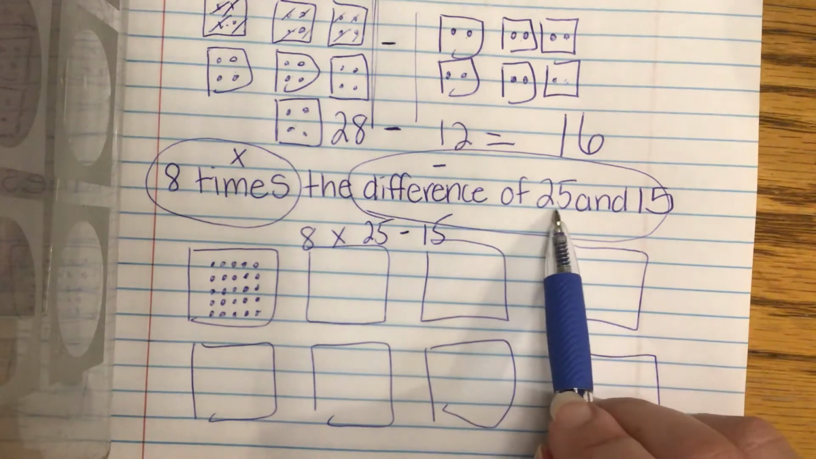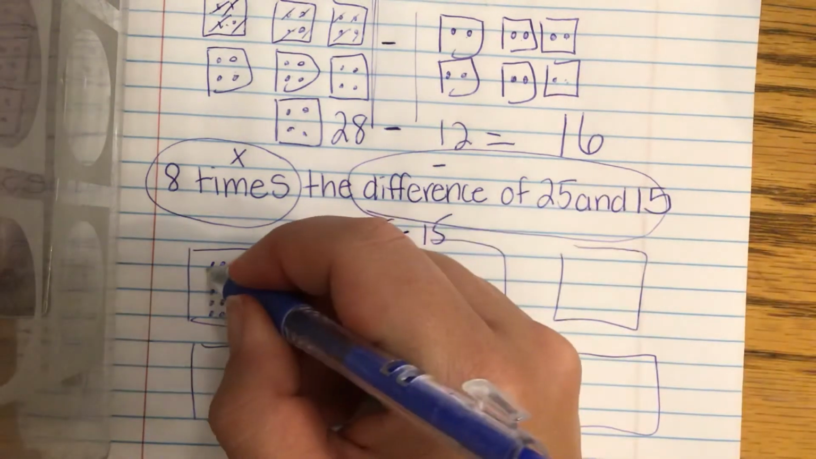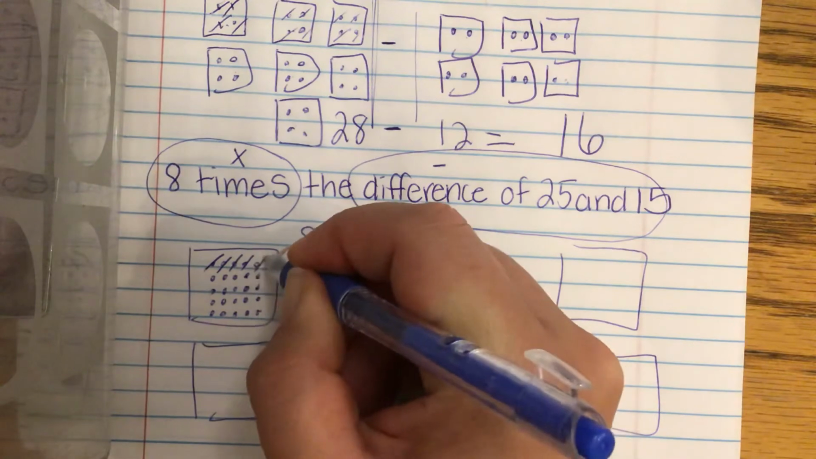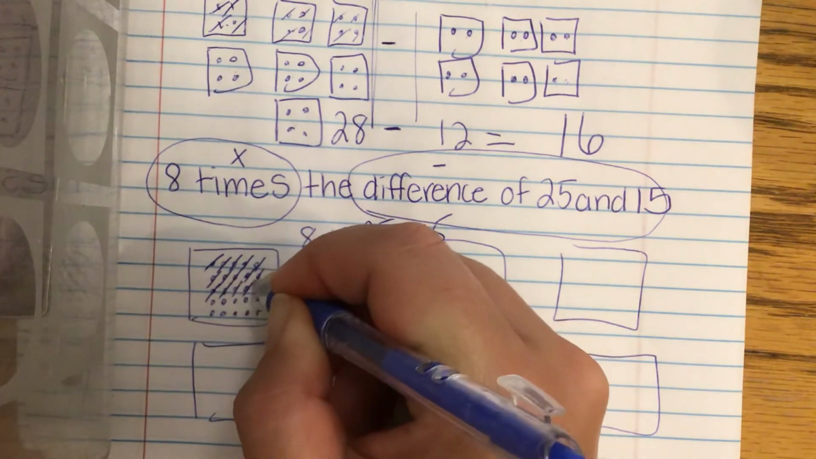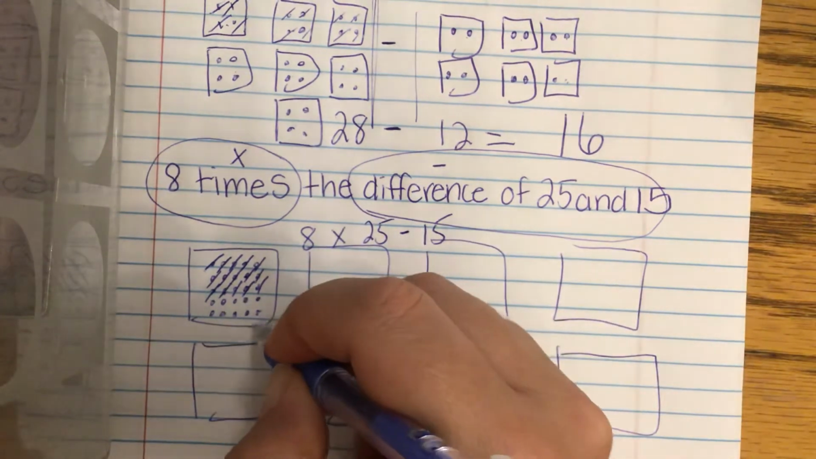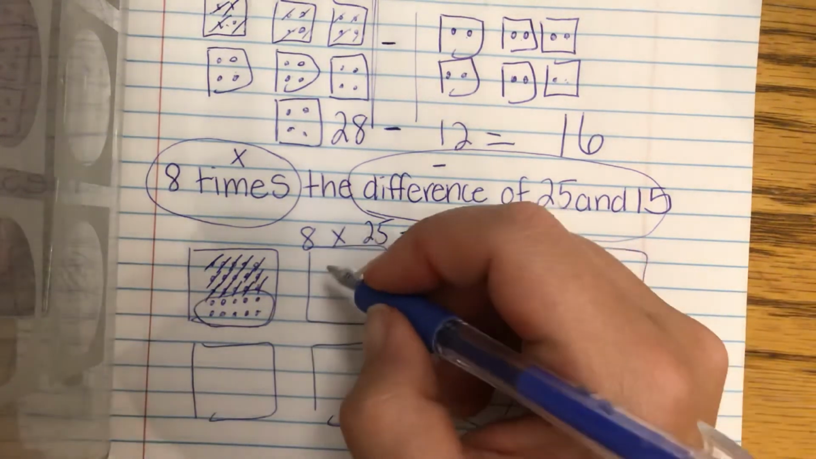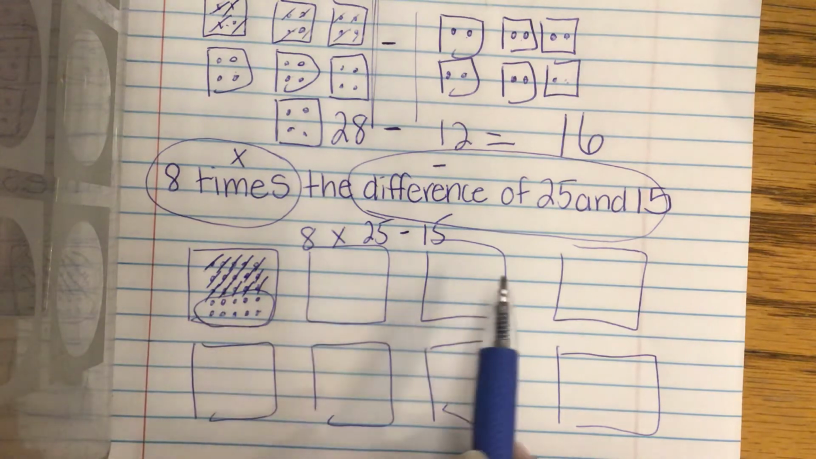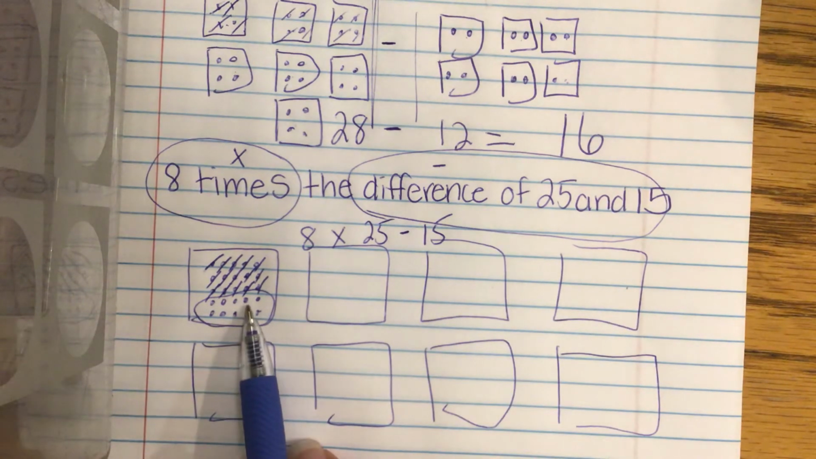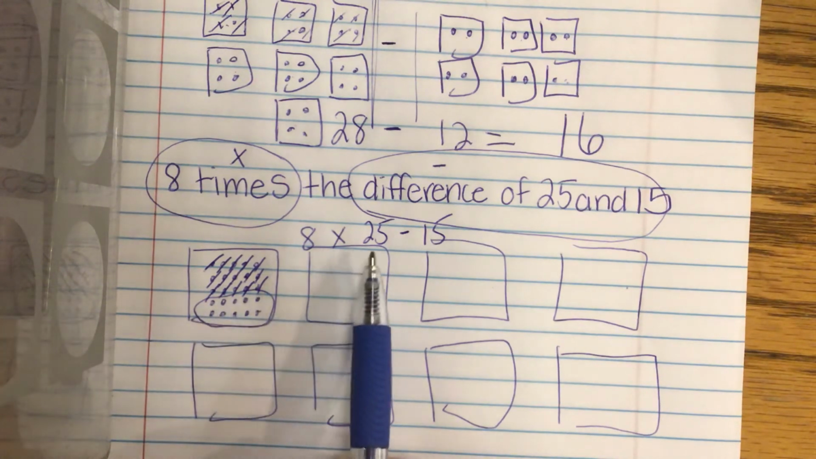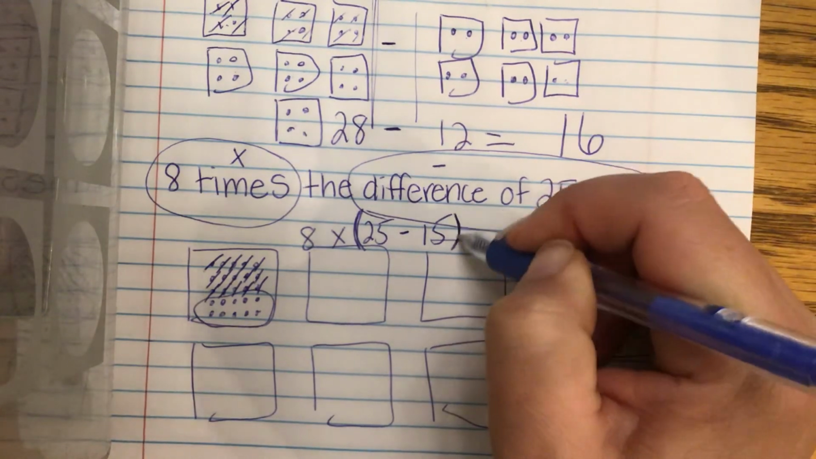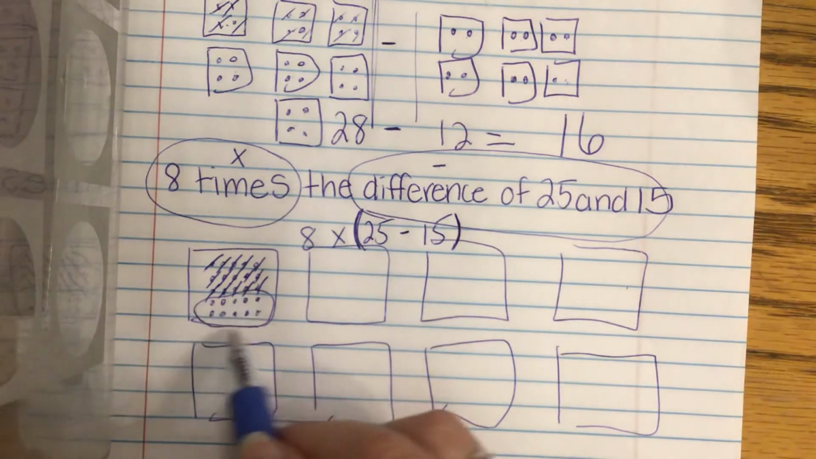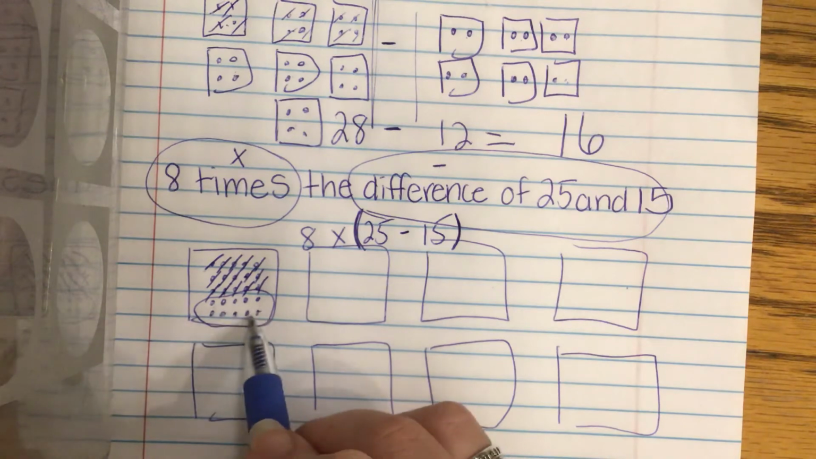So I have to take the difference of 25 and 15. That means I have to take some away. 10, 11, 12, 13, 14, 15. So I have this left, right? So I have to do this 8 times. It's like, I wish I had a stamp. I could copy this. So how many are left? The difference, I had to do this first. So I'm going to put this in parentheses because I had to do 25 minus 15. How many is that? 10.